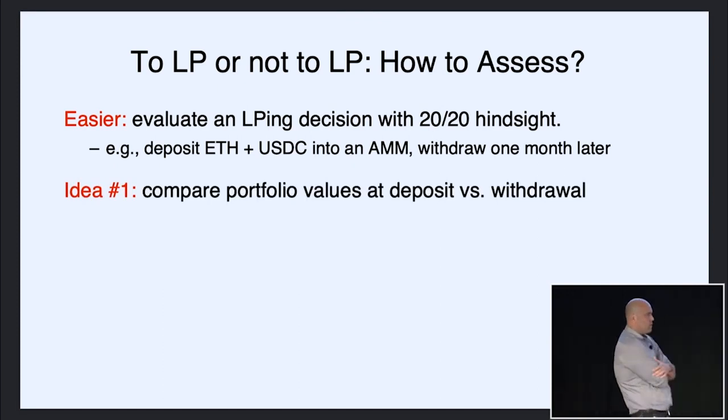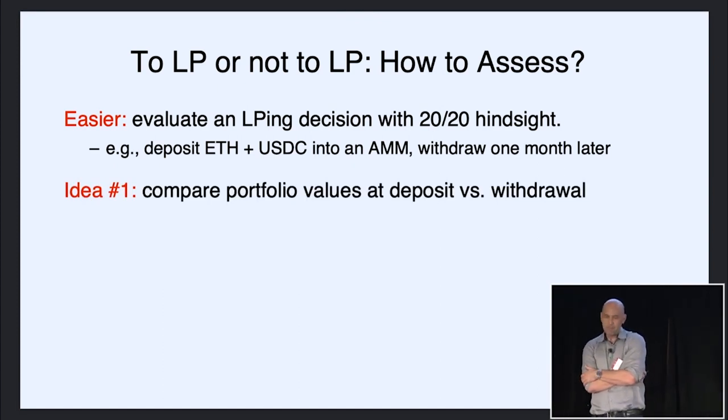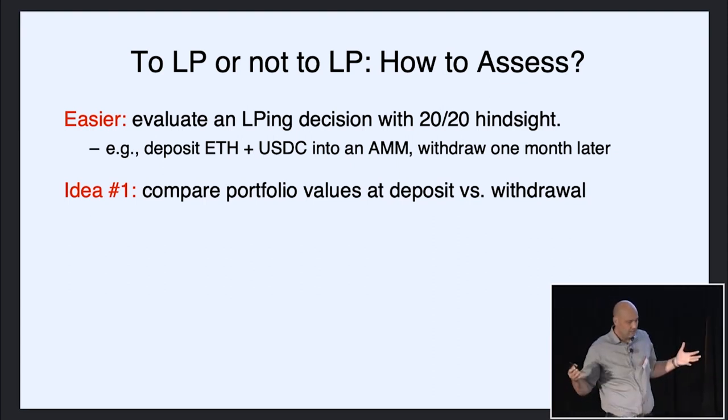And maybe the most obvious idea, many of you will recognize this immediately as a dumb idea, but maybe the most obvious idea is to say, well, look, I had some assets at the beginning of the month. They had some cash value. I put them in this AMM. I waited a month. I got them out. What I got out has some cash value. Let's just compare those two numbers, okay, and see if it went up or if it went down.